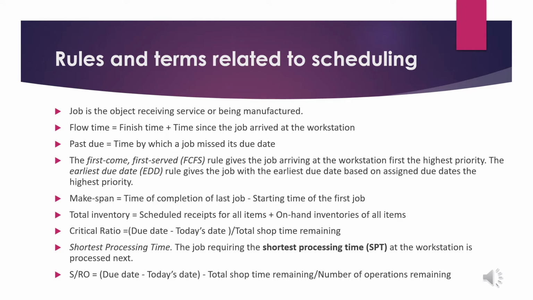So by formula we can say slack per remaining operations is equal to due date minus today's date minus total shop time remaining, divided by number of operations remaining. The job with the lowest slack per operations remaining is scheduled next. Ties are broken in a variety of ways if two or more jobs have the same priority. One method of breaking the tie is to arbitrarily choose one of the tied jobs for processing next.